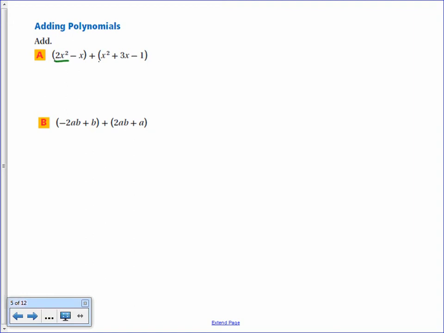So look at what's similar here. I have x squareds that I can combine together. I also have x's that I can combine together. And I also have the -1 that can't combine with anything. So let's see what we can do here. 2x squared and x squared, remember there's like a 1 there, so 3x squared. -x plus 3x, so it's like a -1, so plus a 2x, and then a -1 on the end.